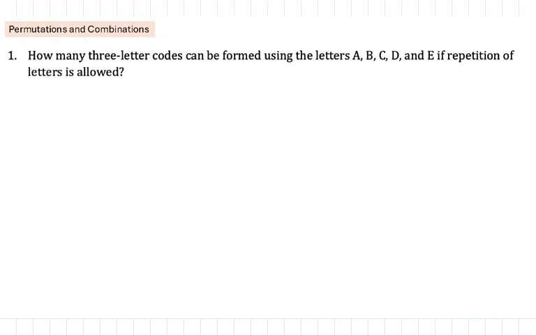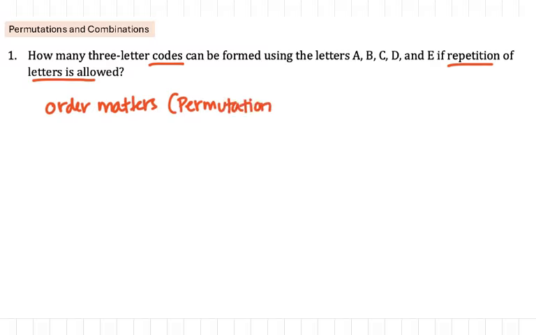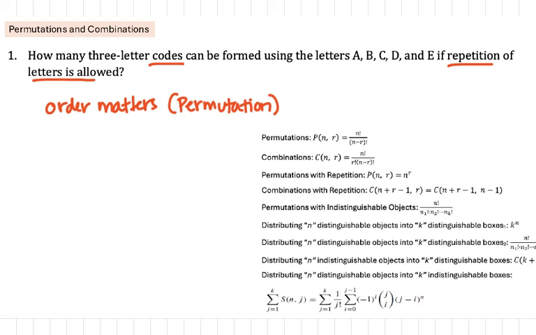These are from week 11, and I'm going to do all of them while referencing the formula sheet that you'll have so you know how to think through things. First of all, it says 3-letter codes formed using the letters A, B, C, D if repetition of letters is allowed. So a couple things. It's a code, which means that the order matters, and if order matters, that means it's a permutation. Okay, so order matters, it's a permutation, and let's look at the formula sheet.